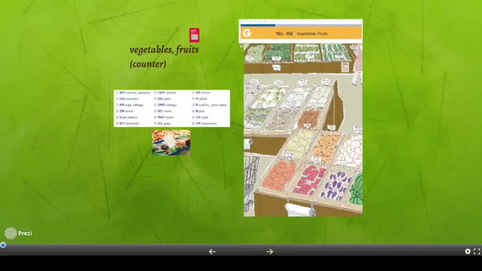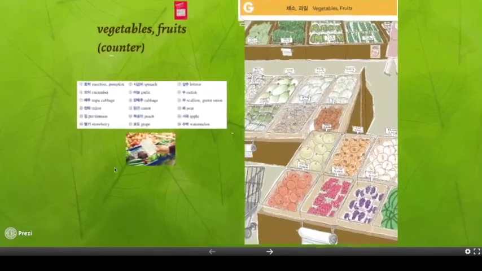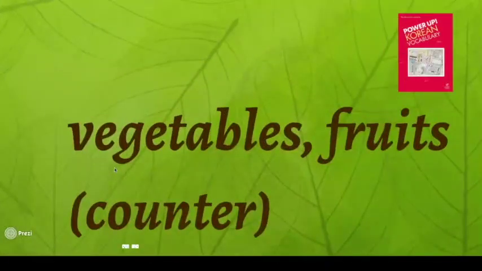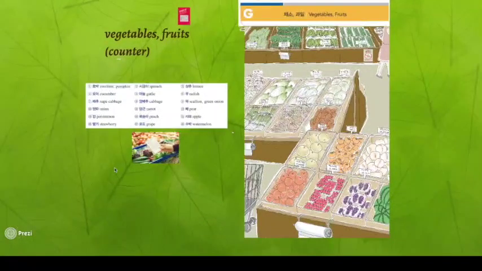여러분 안녕하세요. 오늘 vegetables and fruits 채소, 과일을 해보겠습니다. We're going to learn the words for vegetables and fruits. It is from the Power of Korean Vocabulary, Appendix G, 채소, 과일.